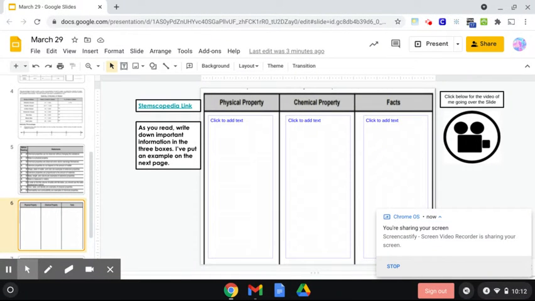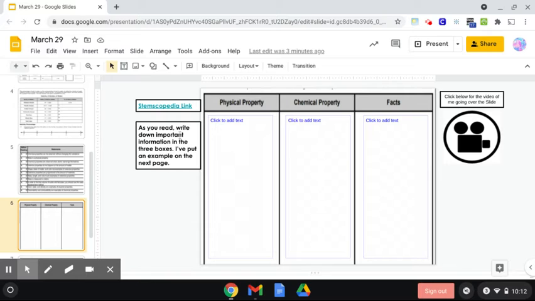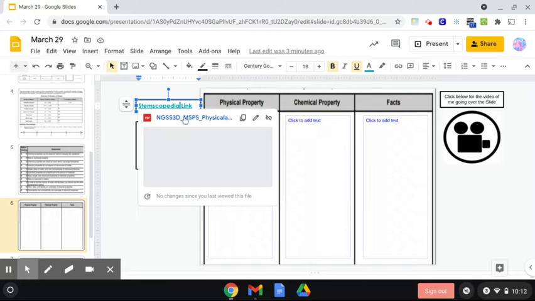For slide 6, it says, as you read, write down important information in the 3 boxes. I've put an example on the next page. So when I finish with this video, you can go to slide 7 to see an example. But first, we're going to go to STEMscopedia, and we're going to read the text.